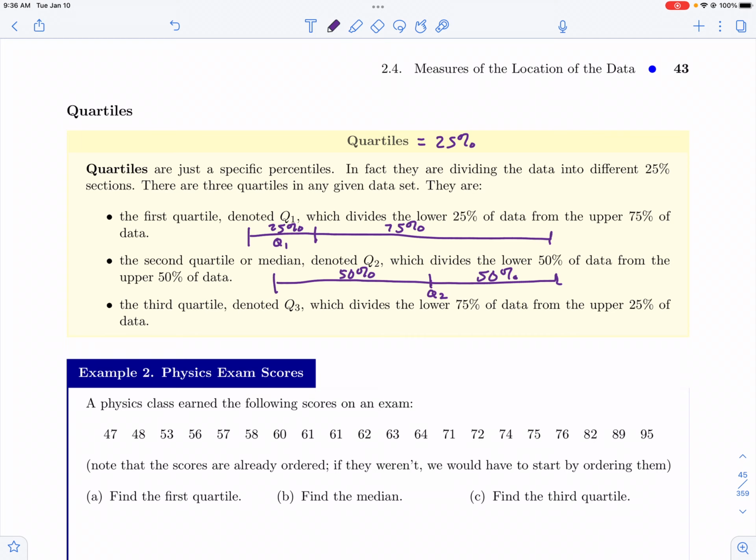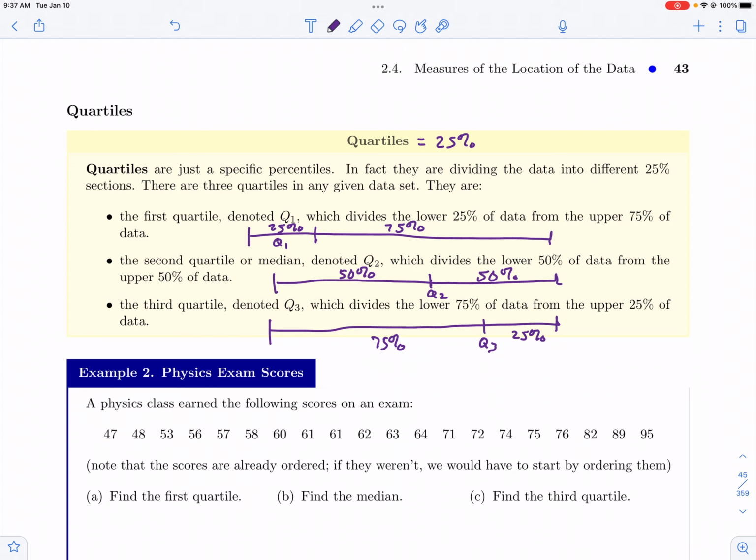And then finally, Q3 is kind of the opposite of Q1. So in this case, it's going to be over here. And so the top 25% is going to live on the right, and the lower 75% is going to live on the left. Now, in terms of calculating it, we're still going to calculate it just like a regular percentage, except in this case, we're going to be using specific values. So for Q1, our percent is of course going to be 25. Q2, our percent is going to be 50. And then for Q3, our percent is going to be 75 for each of these.